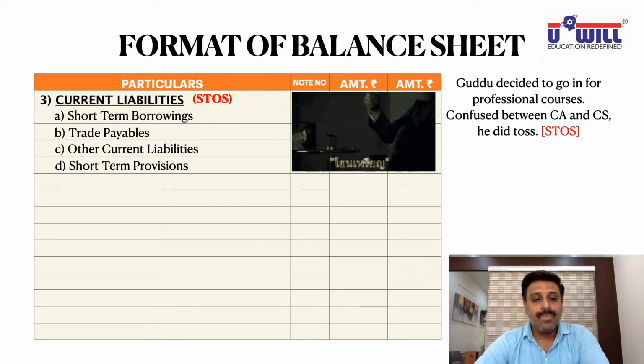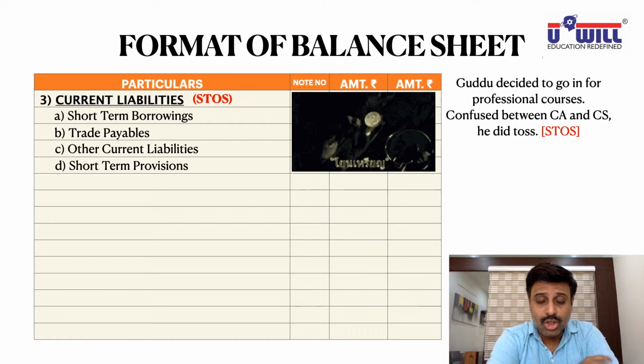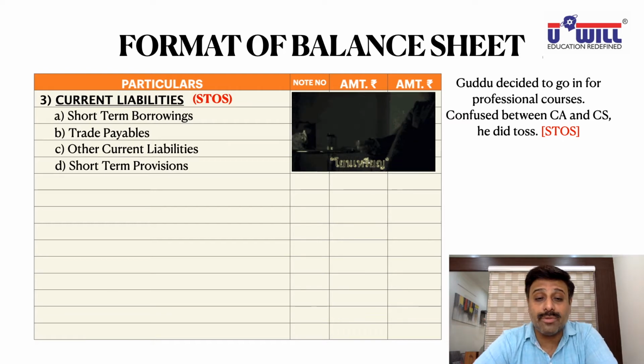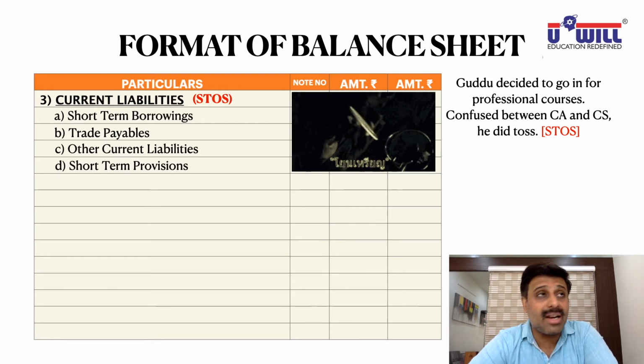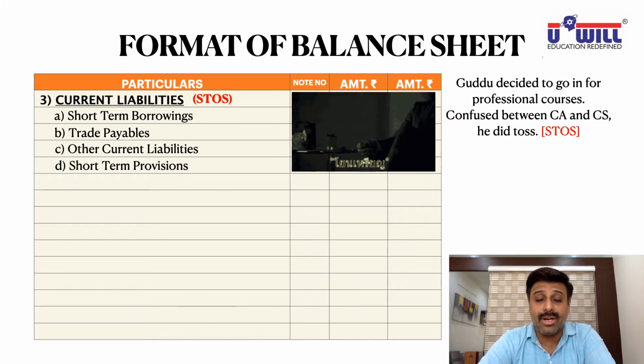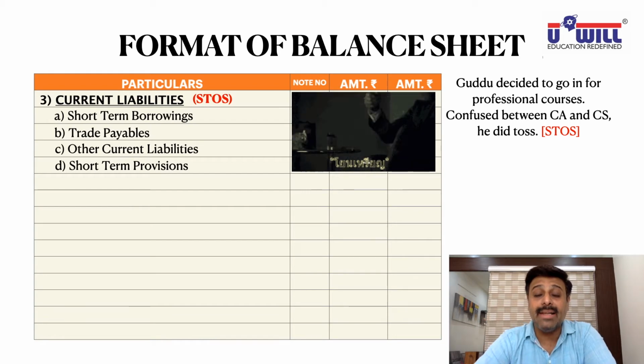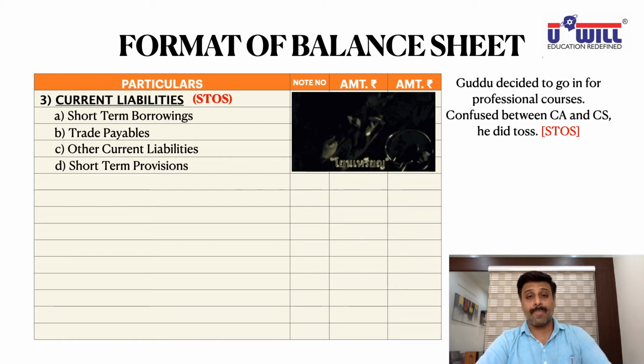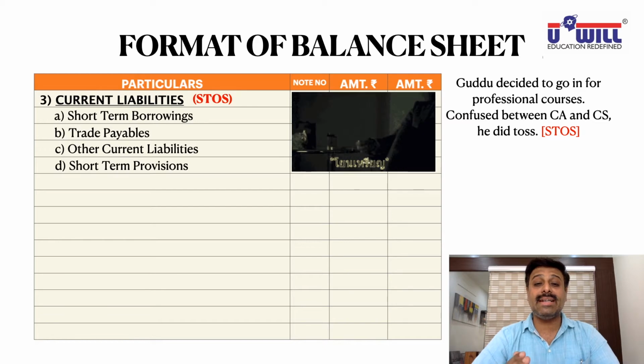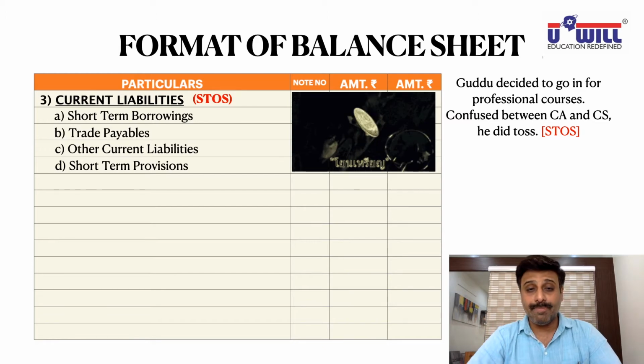Now, in detail, short-term borrowings will include what all things? All of you write in bracket: bank overdraft, cash credit are short-term borrowings. Trade payables will include what? Write in bracket, creditors and bills payable. Trade payables will include creditors and bills payable.